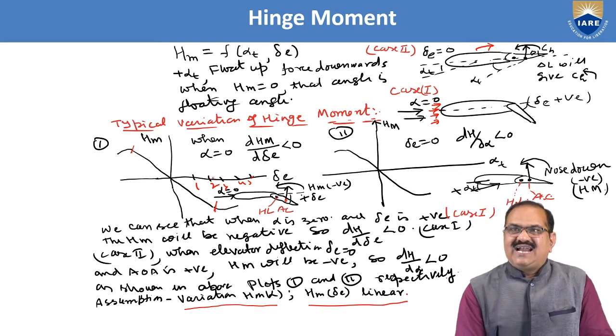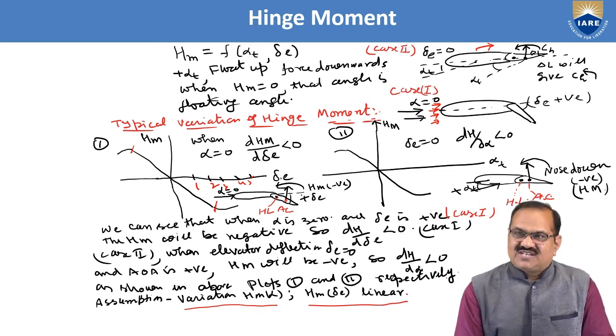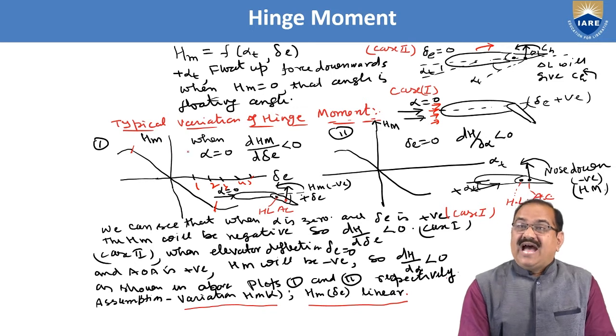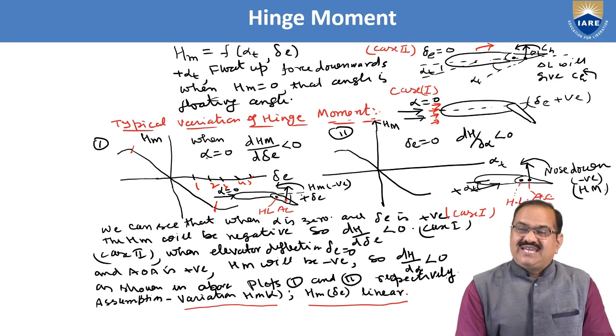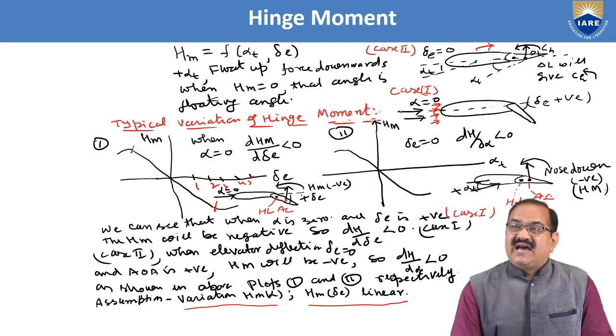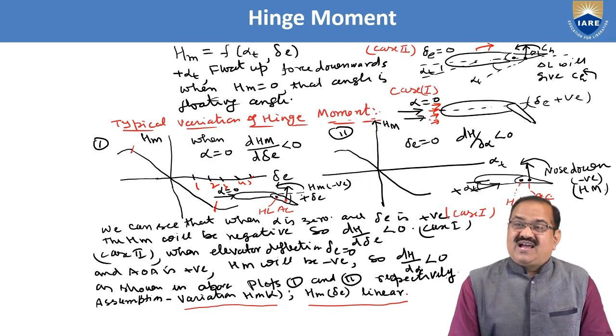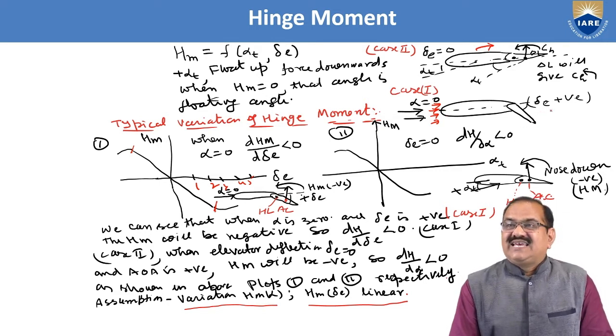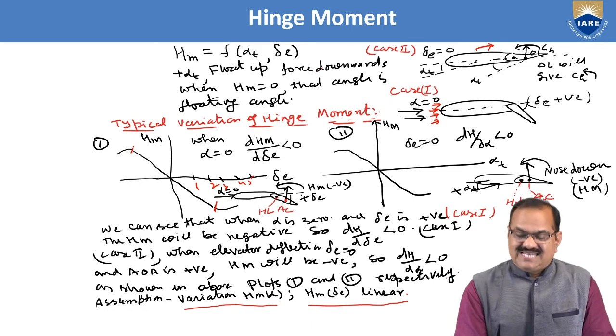As you increase delta E, the elevator deflection, HM will also increase. This happens when we consider the linear case, and alpha, the angle of attack of the flow, is 0, but deflection delta E is experienced. So here we can see that HM is varying with alpha t, but in the first case we have taken alpha as 0, and only delta E is varying.